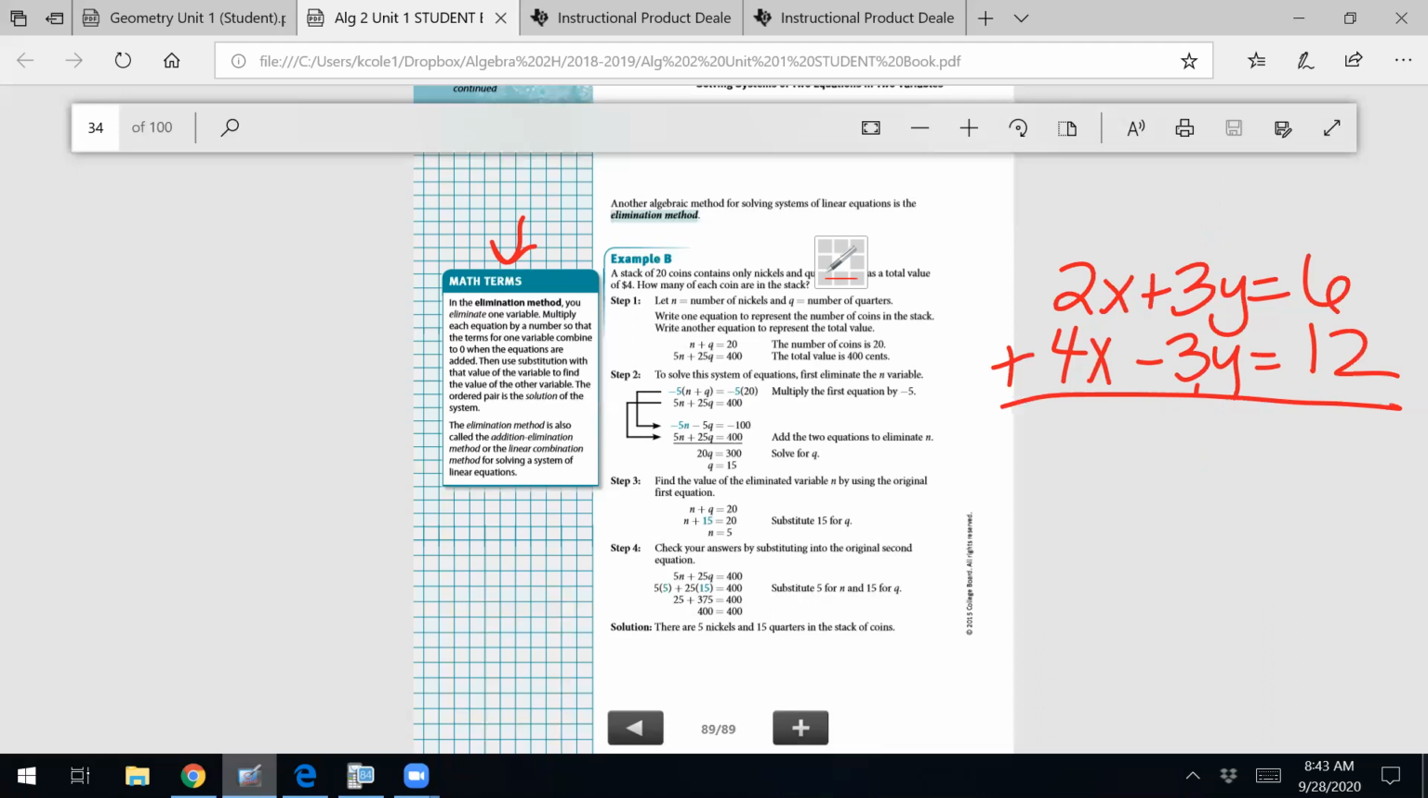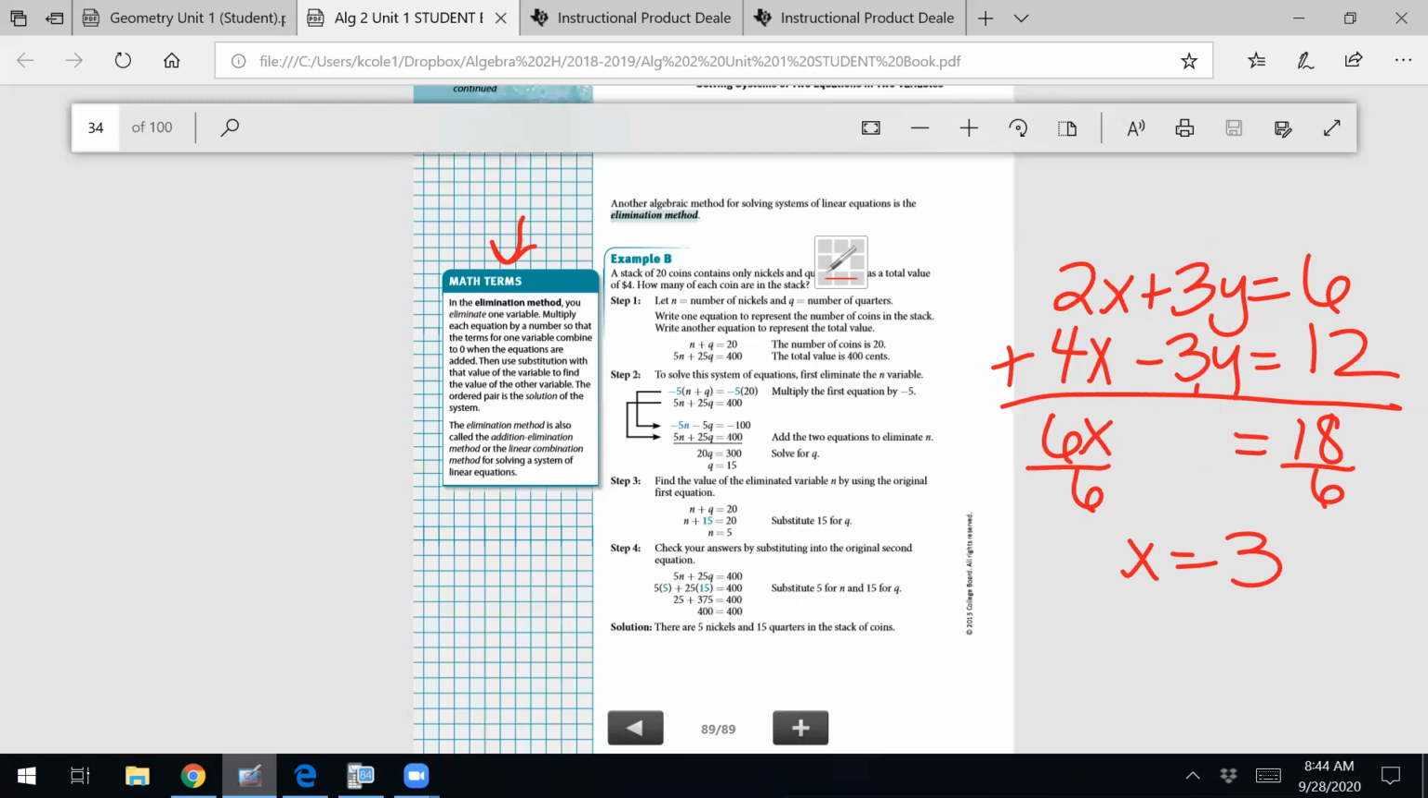So 2x plus 4x is 6x. Your y's give you 0, so you don't write the 0y. 6x equals 18. Then we would divide by 6. So x equals 3. Isn't that right? 3 times 6 is 18.